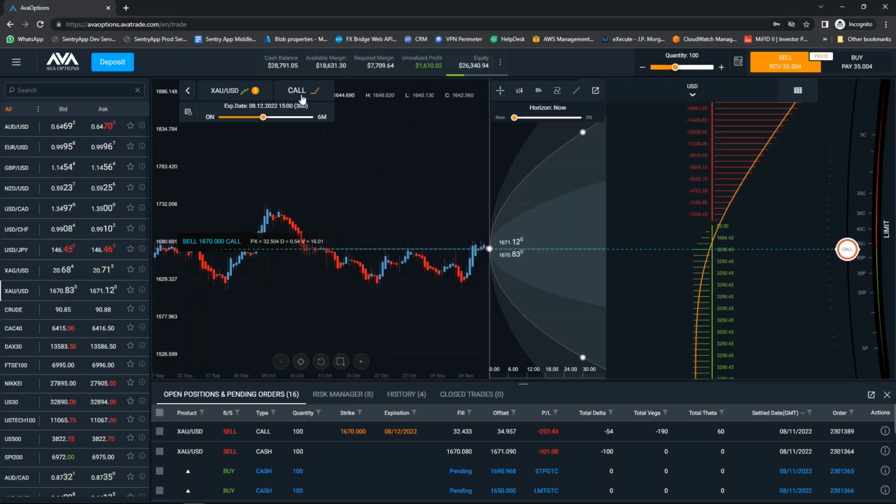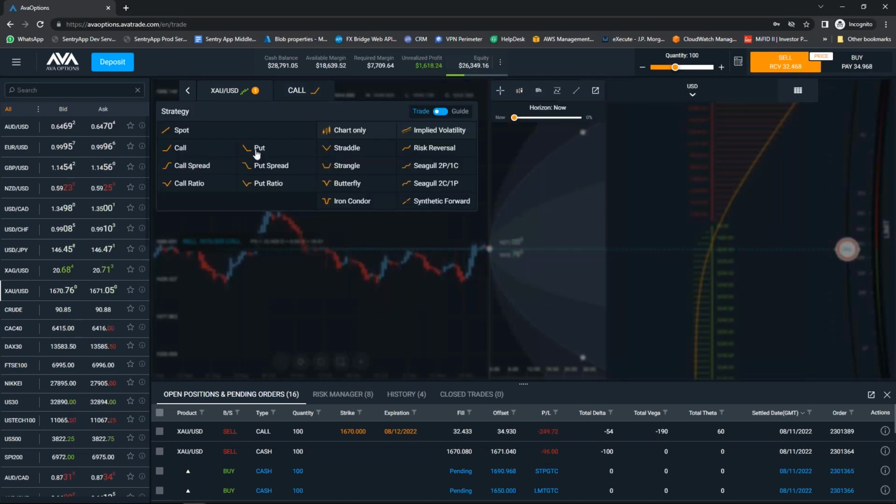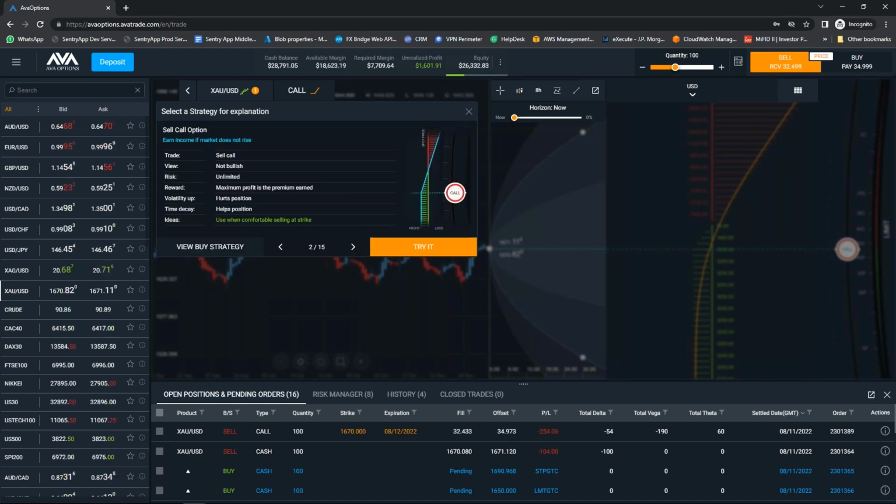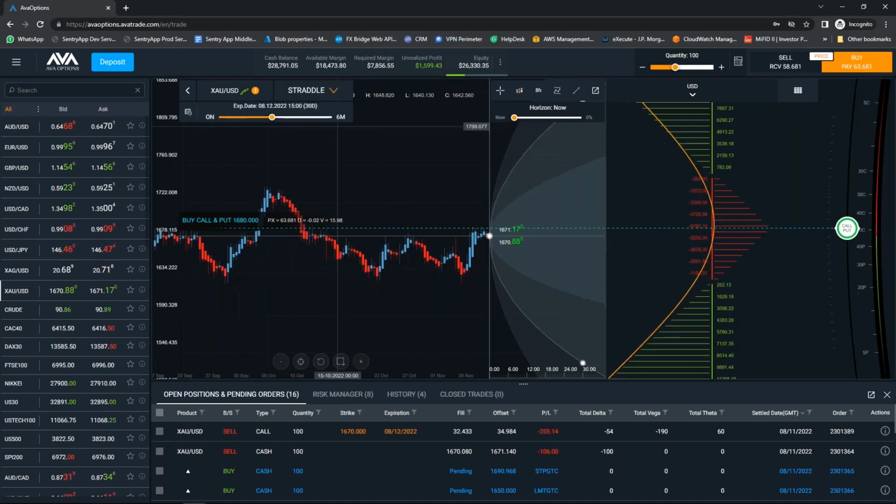We have lots of option strategies to offer: calls, puts, straddles, strangles, risk reversals. If you want to know what they are, click on the guide. The guide turns this into a little dictionary of options, or an encyclopedia of options. Here's buying a call, buying a put, a call spread, where you're buying one call and selling another call. Ratios, straddles. A straddle is buying both a call and a put at the same strike. You think that's interesting? Click try it, and it shows you.